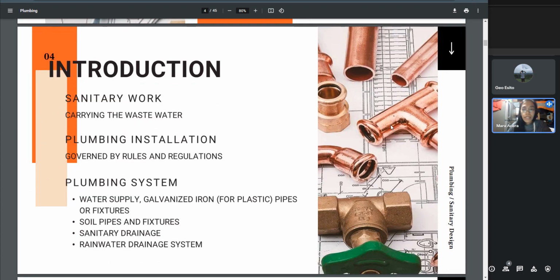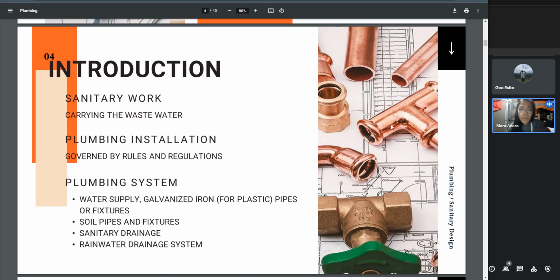Next, the sanitary work. It refers to carrying the wastewater to the waste disposal system or the sewerage system through plumbing fixtures. So the plumbing installation is governed by the regulations and rules adopted by the concerned municipal corporations or committees of different states and union territories. Plumbing and sanitation work thus plays an important role in the construction of buildings.